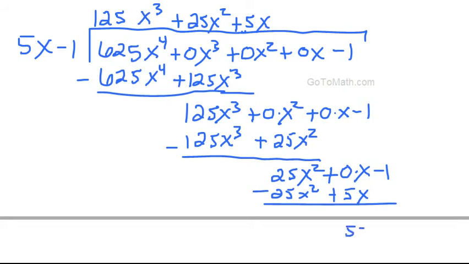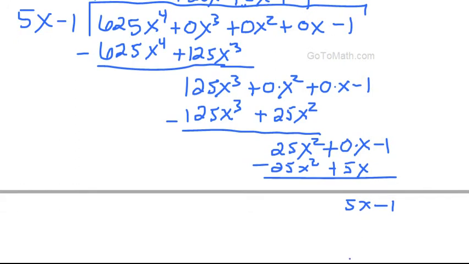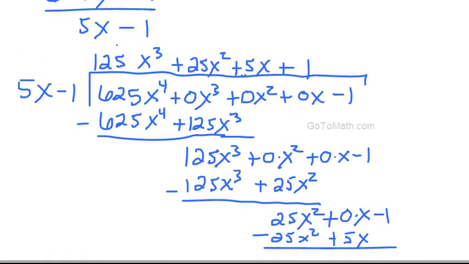So now we have 5x minus 1, and 5x goes into 5x one time. Finally. So we'll end up with 5x and then minus 1. Hey, we're not going to get any remainders at all. That's going to be 0. So it looks like it's going to be 125x cubed plus 25x squared plus 5x plus 1.